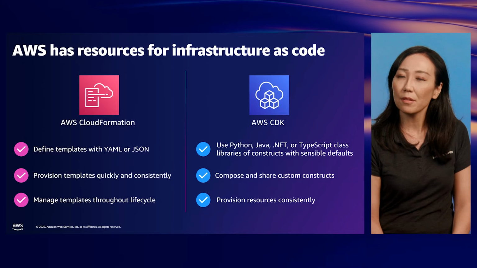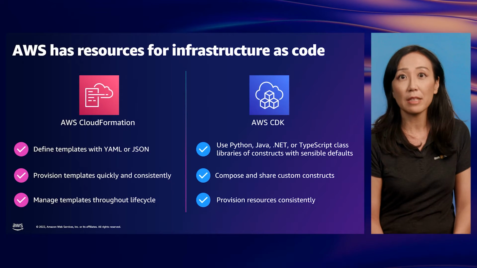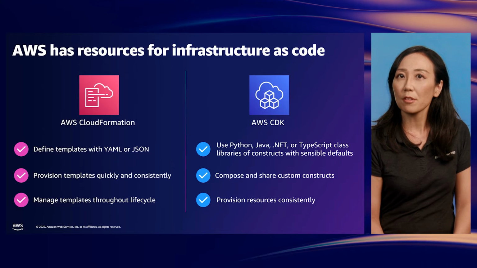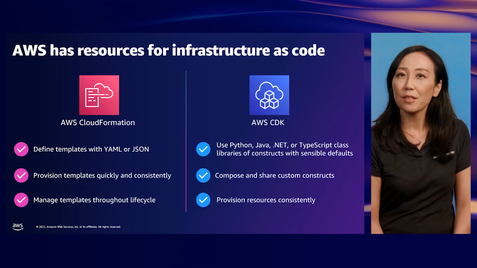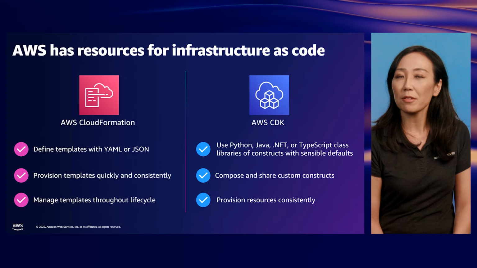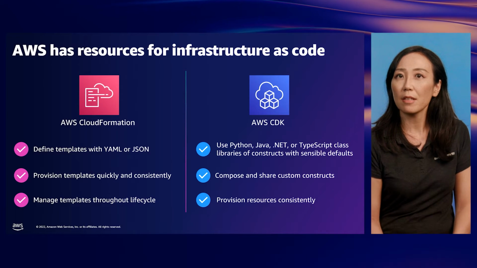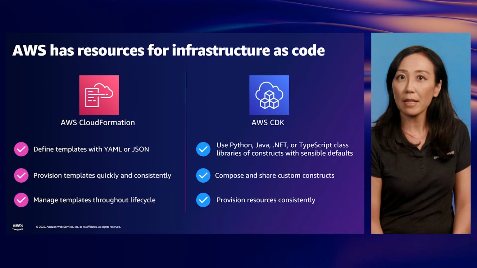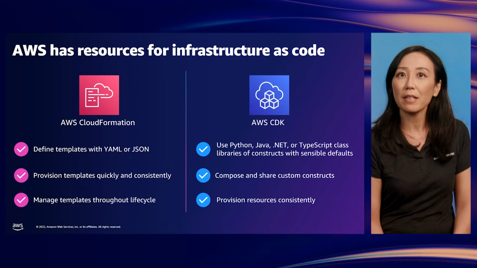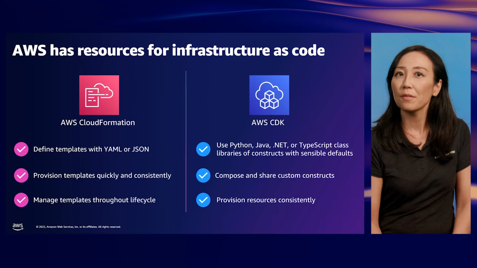Alternatively, you can use AWS Cloud Development Kit, or CDK, to model your infrastructure in languages such as Python, Java, .NET, and TypeScript, which is familiar for developers. It provides high-level components called constructs in class libraries that pre-configure cloud resources and abstracts away thousands of lines of code into just a few lines of code.